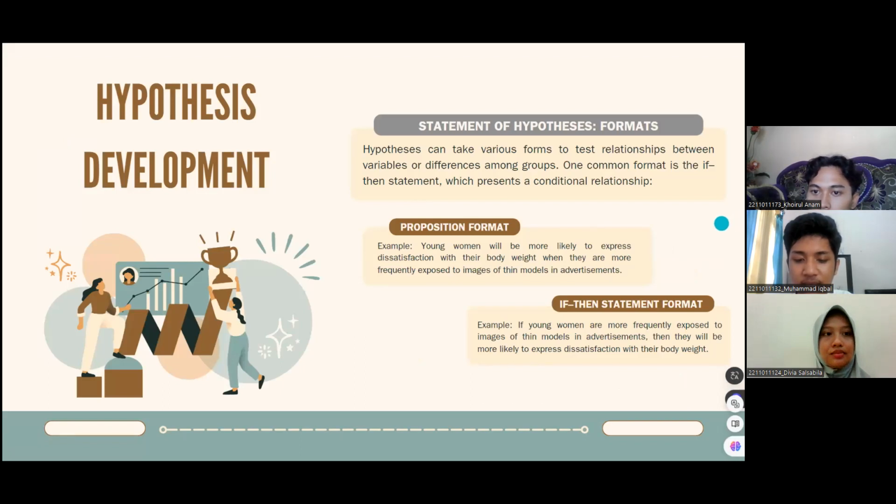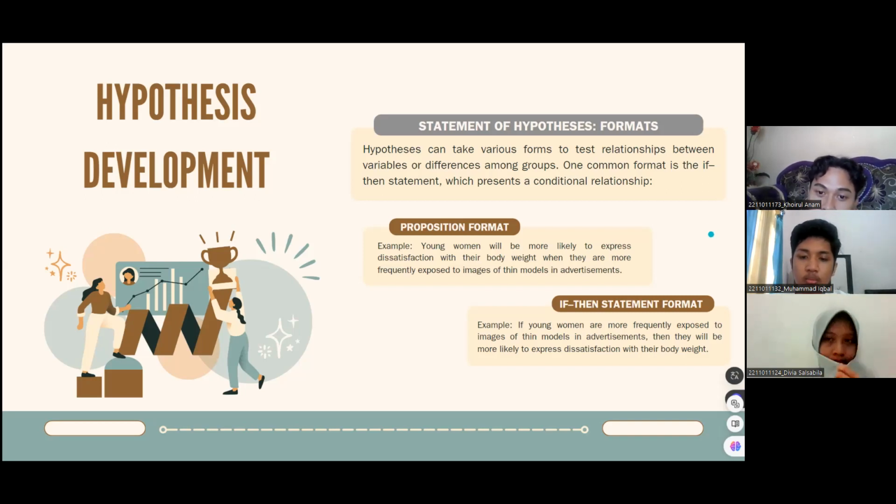And next one is statement of hypothesis format. Hypotheses can take various forms to test relationships between variables or differences among groups. One common format is the if-then statement, which presents a conditional relationship. There are two conditional relationships.